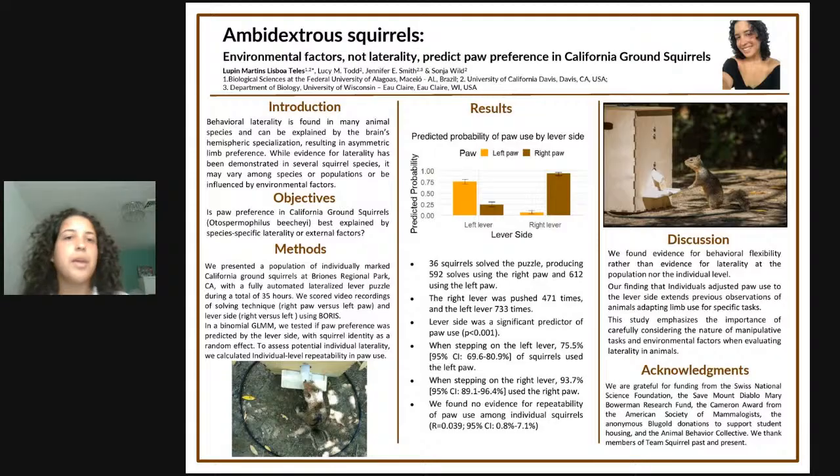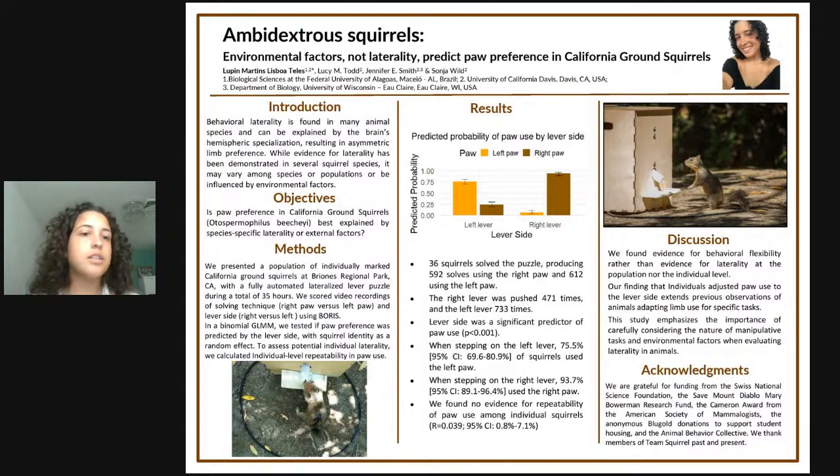To start, behavioral laterality is found in many animal species, including domesticated chickens, dogs, guppies, and also some types of monkeys. And what is laterality? Basically, it can be explained by specialization of the brain's hemispheres. This specialization results in an asymmetric limb preference, just like us when we have a preference for the right hand or left hand.